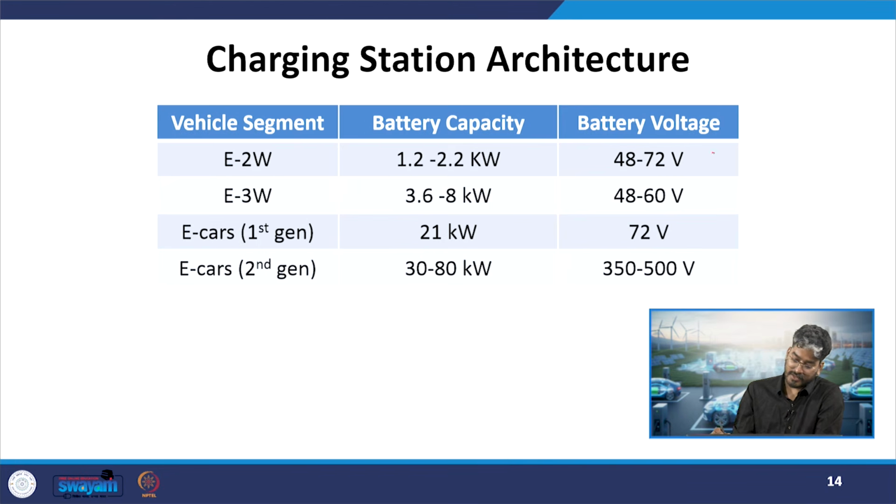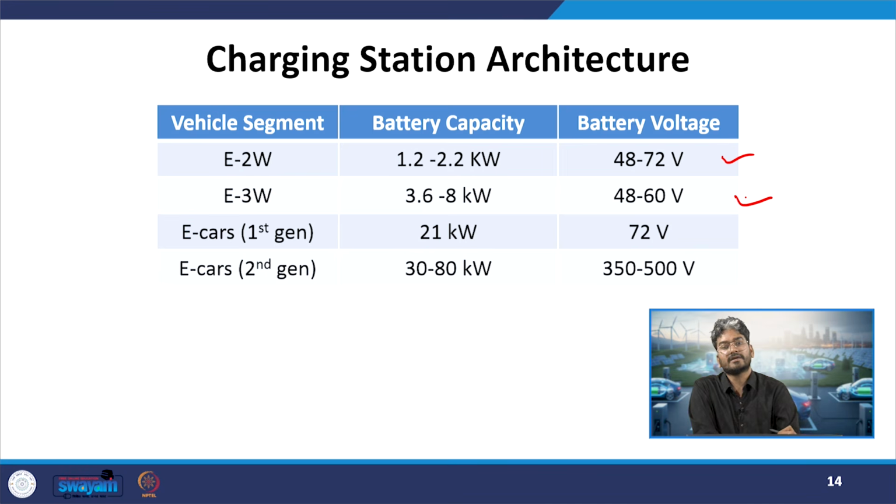Then our various types of battery voltage and capacities. Okay, so 2W stands for two wheelers, then three wheelers. The voltage is relatively less here compared to the four wheelers, 48 to 72 volts, based on the battery capacity. Battery capacity is nothing but how far the vehicle will run on a charge, the distance covered before the battery gets discharged. So the more the capacity, the more the distance.